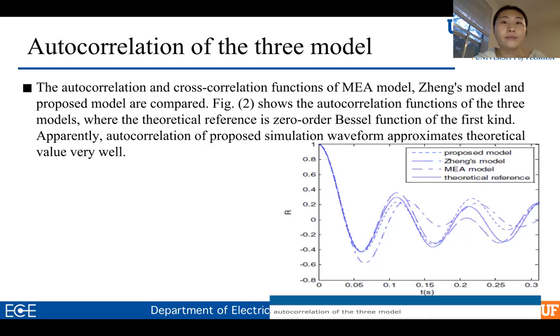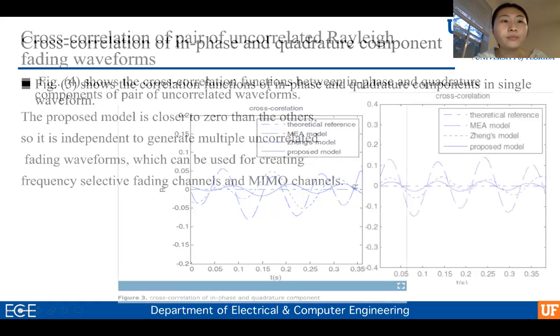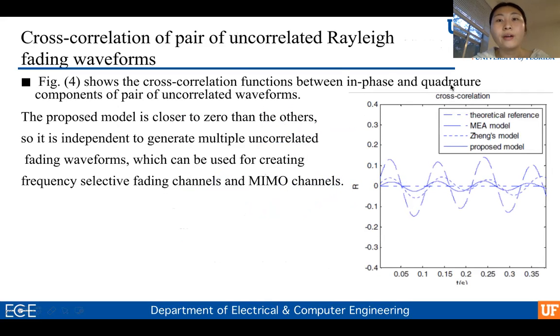Then the autocorrelation functions of the three models, and the cross-correlation functions of the MEA, Zheng model and the proposed model, are compared. Figure 2 shows the autocorrelation function of the three models, where the theoretical reference is the zero-order Bessel function of the first kind. Apparently, the autocorrelation of the proposed simulation waveform approximates the theoretical value really well. In the next figure, the cross-correlation of the in-phase and quadrature components: figure 3 shows the correlation function of the in-phase and quadrature components in a single waveform, which shows clearly. And the cross-correlation of a pair of Rayleigh fading waveforms shows the correlation function between the in-phase and quadrature components of a pair of uncorrelated waveforms. The proposed model is closer to 0 than the others, as can be shown clearly here and here.